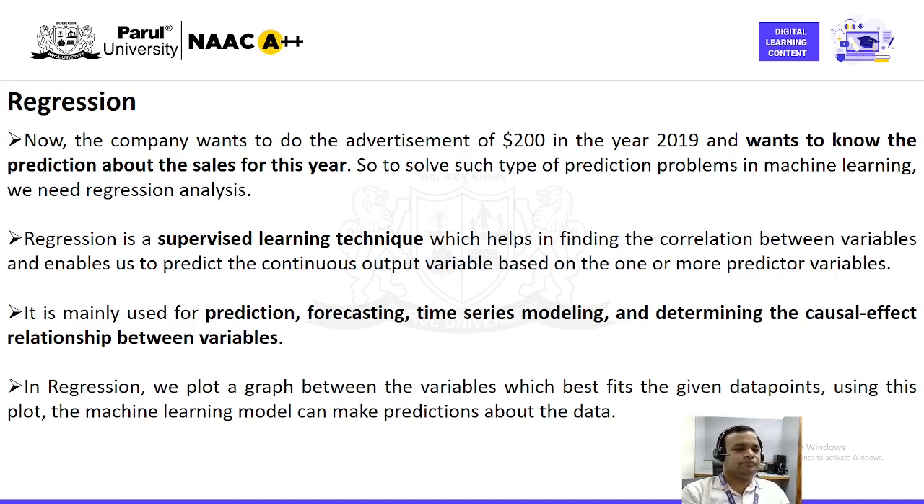So basically, it finds the correlation between the variables, and enables us to predict the continuous output variable based on one or more predictor variables. It's mainly used for prediction, forecasting, time series modeling, and determining the causal effect relationship between variables. So remember all these things.